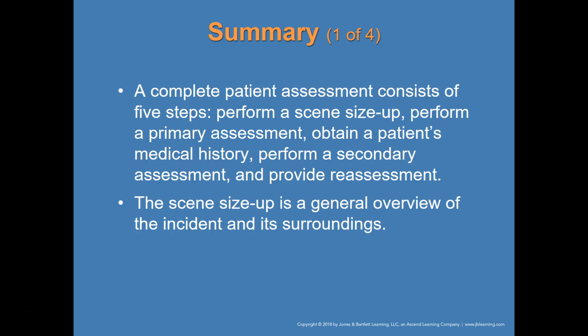So, quick summary. A quick patient assessment consists of 5 steps. We're going to perform a scene size-up, perform a primary assessment, obtain a patient's medical history, perform a secondary assessment, and provide reassessment. Scene size-up is a general overview of the incident and its surroundings. So we're making sure we have all our correct PPE on, and we're observing the scene to get an idea of how many patients, do I need additional resources, was this a trauma, do I need to be holding C-spine, that kind of stuff.